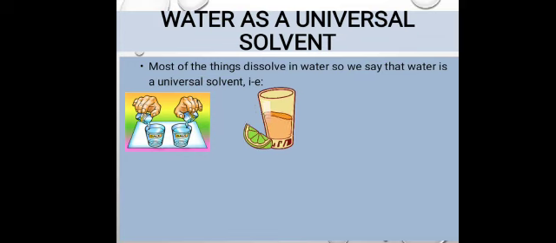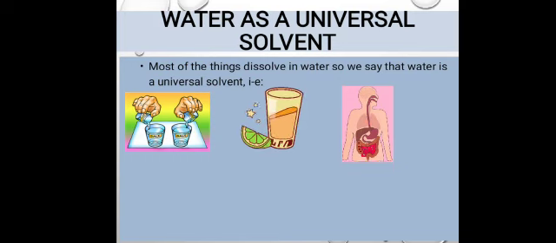Secondly, when you take some water based components like milk, lemon juice, apple juice, or alcohol, they also get dissolved into the water completely. Thirdly, the food that we eat passes from our mouth, esophagus, into the stomach, and then the food gets dissolved into the blood. When blood circulates in our body, it gives each cell and each organ the food components that are dissolved. So how does this food get dissolved into the blood? It gets dissolved into the water first, and then it is absorbed into the blood.